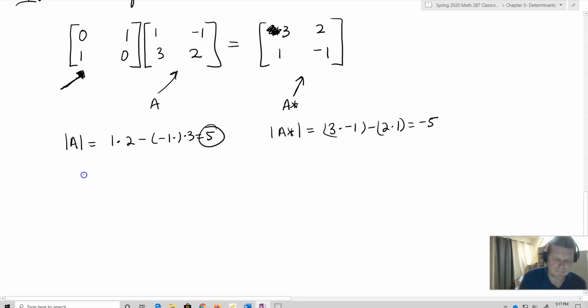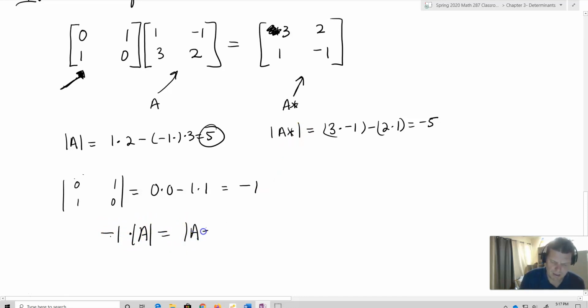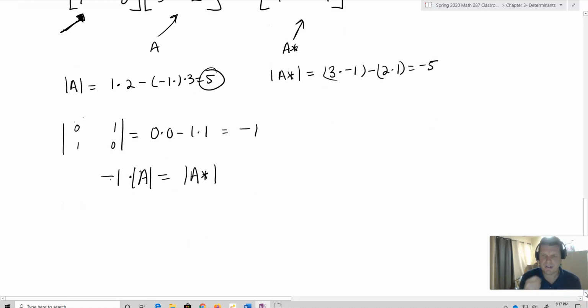Well, let's check. The determinant of 0, 1, 1, 0 equals 0 times 0 minus 1 times 1, which equals negative 1. It is not a coincidence that the determinant of this guy times A gives us the determinant of A star. So negative 1 times the determinant of A is equal to the determinant of A star, which is just A with the rows permuted. That's kind of interesting.